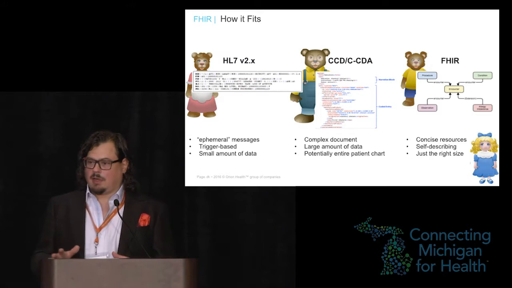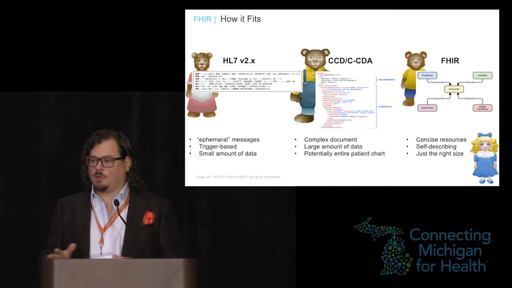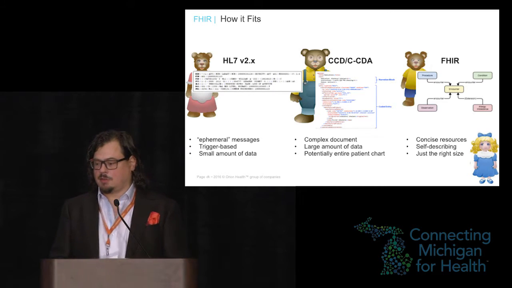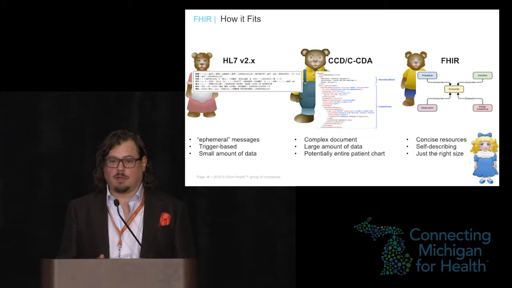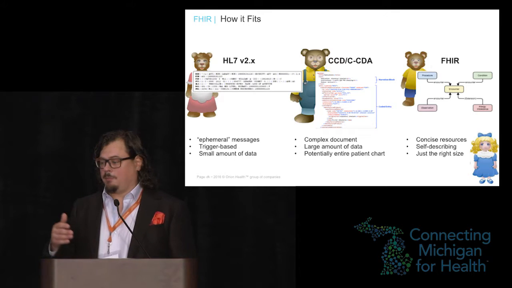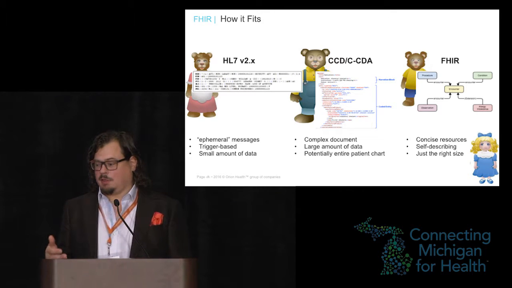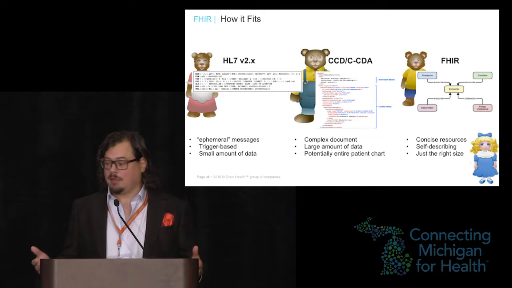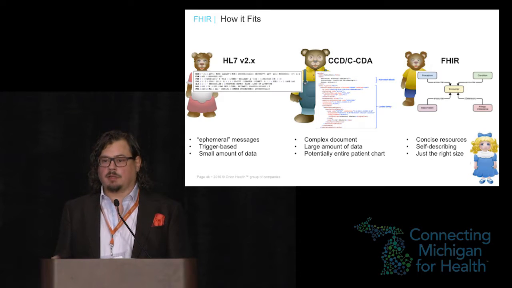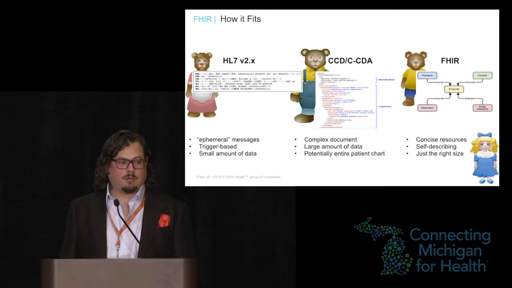And so if we look at the three different ones that we've talked about from a messaging structure, V2 was just too small, it didn't express enough information. The CCD and the CCDA were too big, and so we like to think that, like Goldilocks, FHIR is just right.